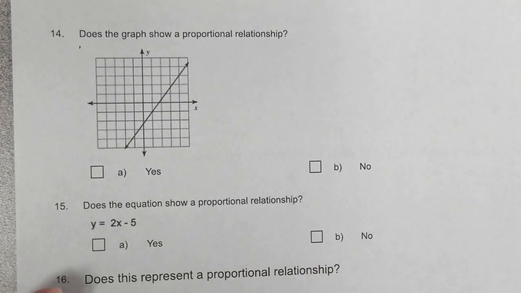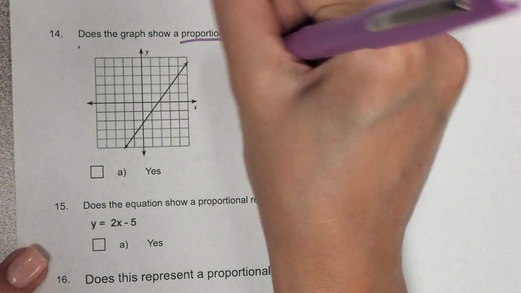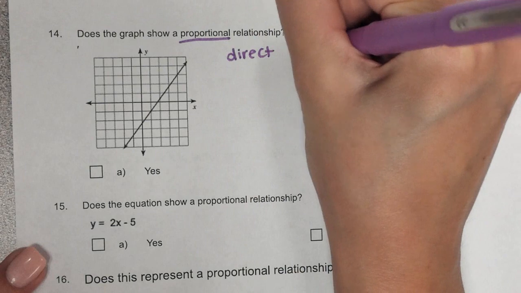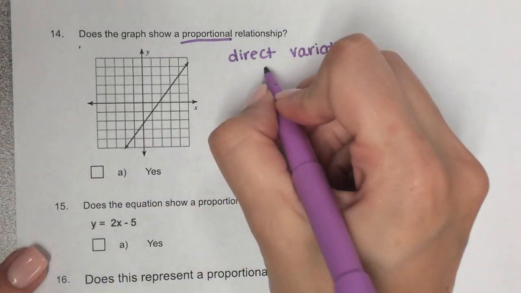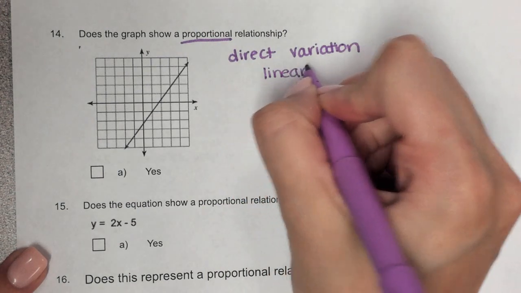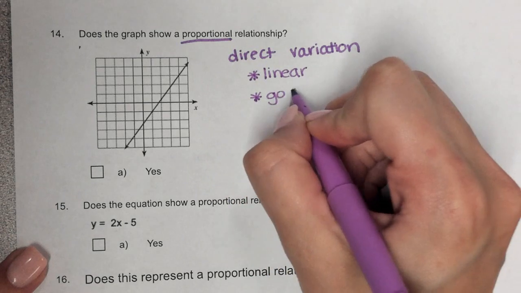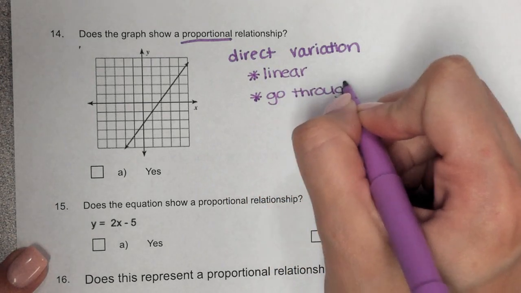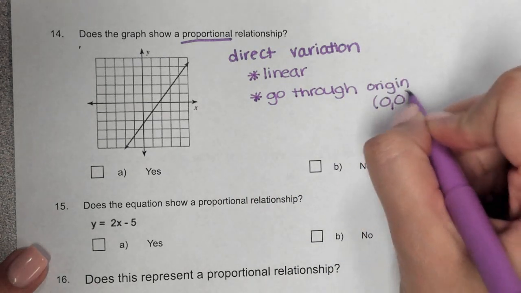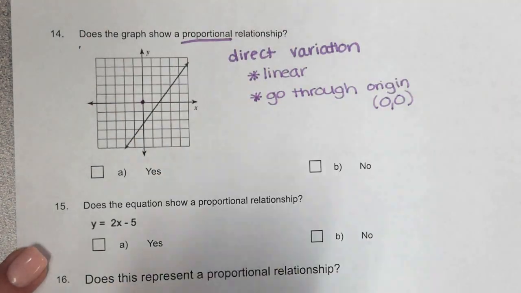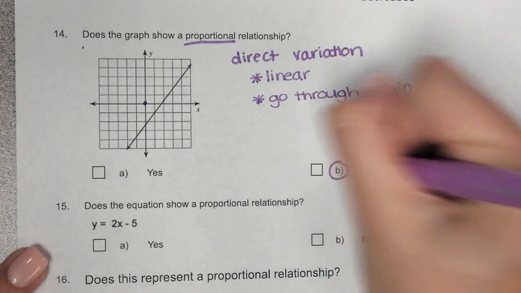14. Does the graph show a proportional relationship? Proportional is the same thing as direct variation. And for it to be proportional, it has to be linear, which means it's a straight line, and it has to go through the origin, which is the point (0, 0). So here's the point (0, 0). Does it go through the origin? No. So it is not proportional.